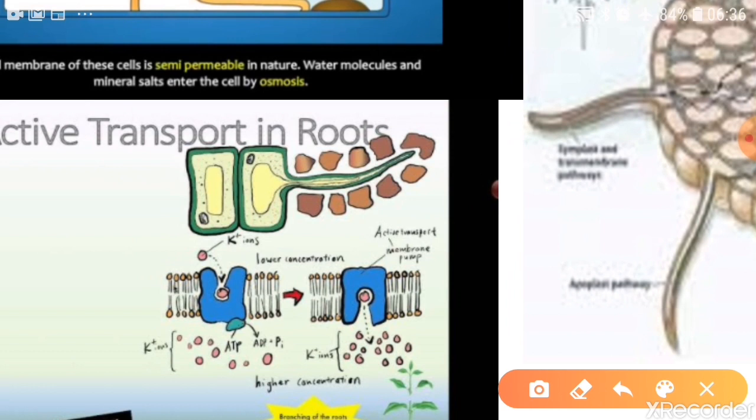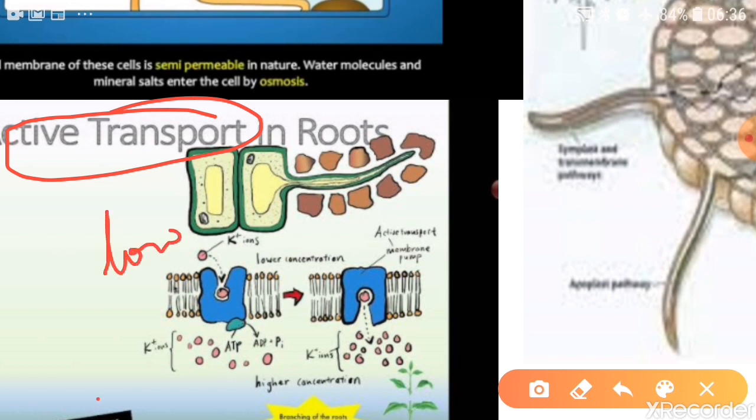You have learned in class 9 about active transportation, which is the transportation of materials from the region of their lower concentration to the region of their higher concentration across a semi-permeable membrane. Okay, so through a selectively permeable membrane, when materials move from the region of low to high concentration, in that case the cell has to spend energy or ATP, and this type of transportation, which is against the concentration gradient, is called active transportation.